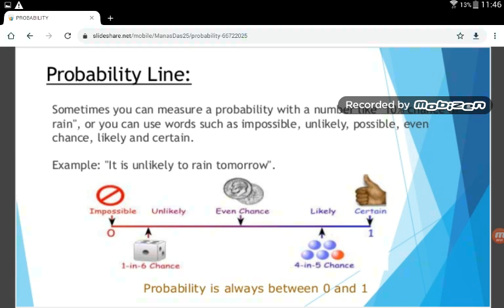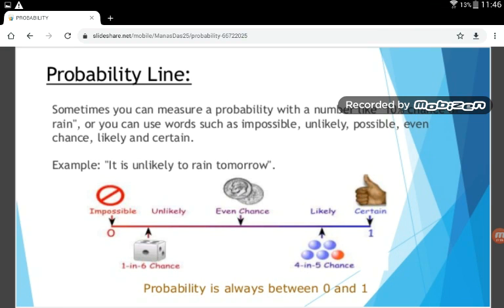You can measure a probability with a number, like a 10% chance of rain. हम बोल सकते हैं कि आज 10% चांस ऑफ रेन के चांसेस हैं. And you can use words such as impossible, आज रेन ही नहीं होगा, it is likely, possible, हो सकता है रेन हो, even chance, likely or certainly, etc. So the probability की जो range होती है, it always varies from 0 to 1.